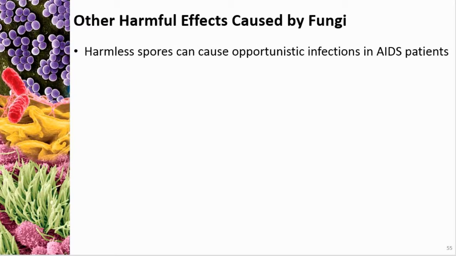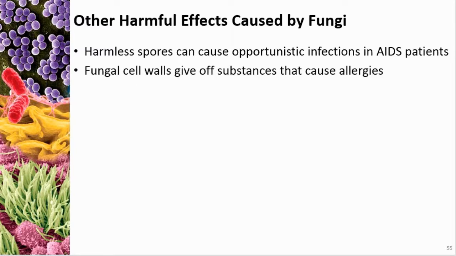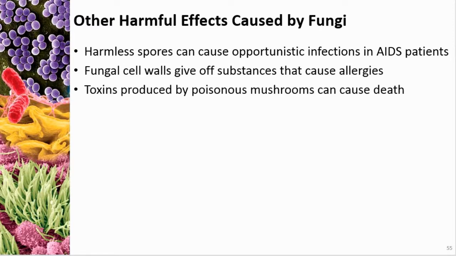All right, some other things. Harmless spores can cause infections in AIDS patients because their immune system isn't working. Some fungal cells are an allergen to certain people, so it creates a harmful immune response, basically an overactive immune response. Mushrooms can produce poisons that can kill people. That's why you're not supposed to just go around eating mushrooms out of the woods.